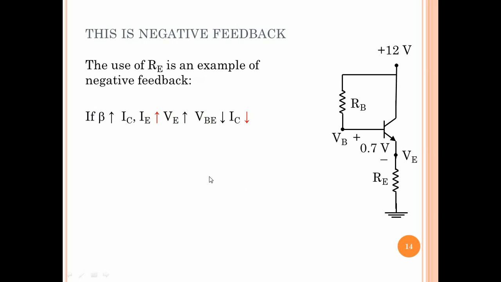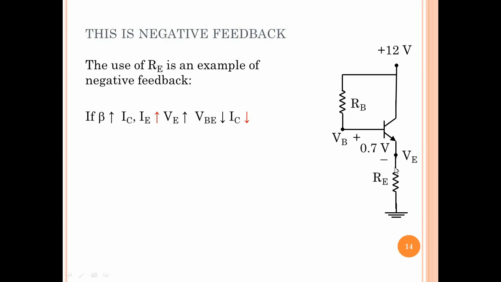We note that putting RE is providing negative feedback. So let us see how RE provides negative feedback. This is just a kind of qualitative analysis. Let us say the beta of the transistor increases for some reason. Then that will cause an increase in the collector and the emitter current of the transistor. So if beta increases, the collector and emitter current increase.